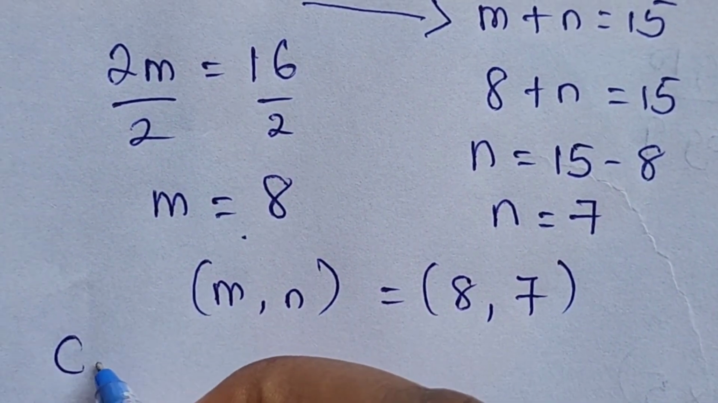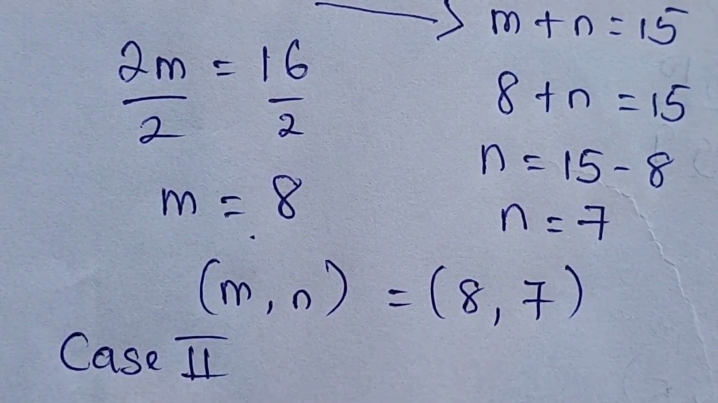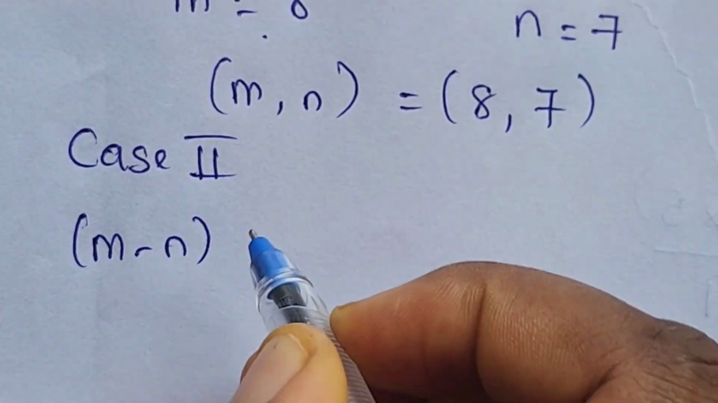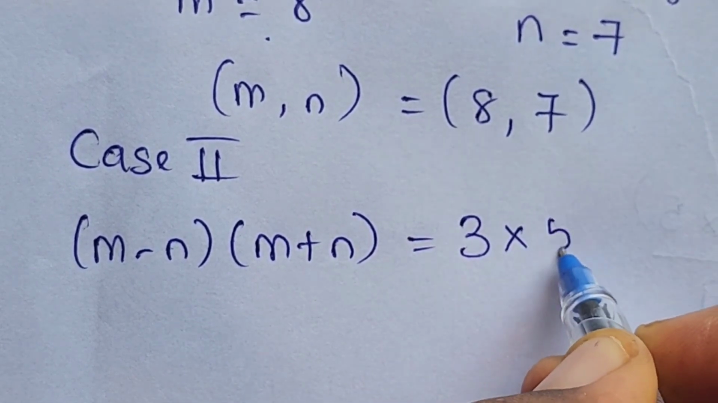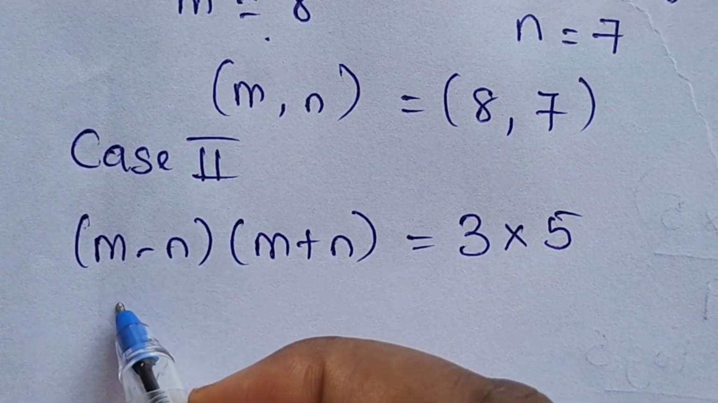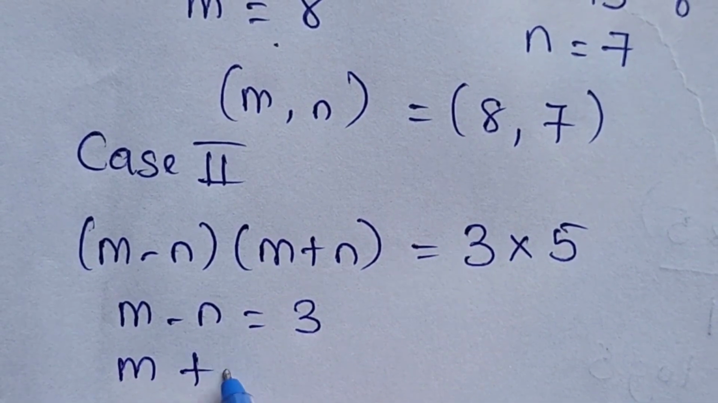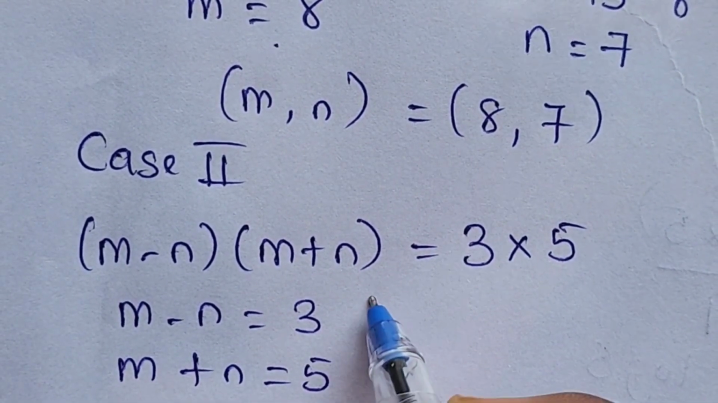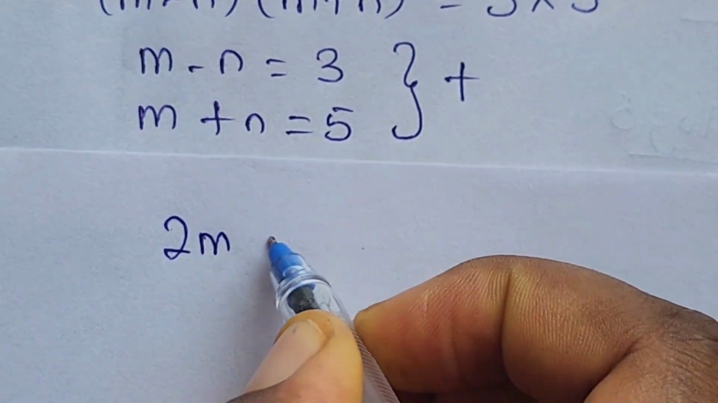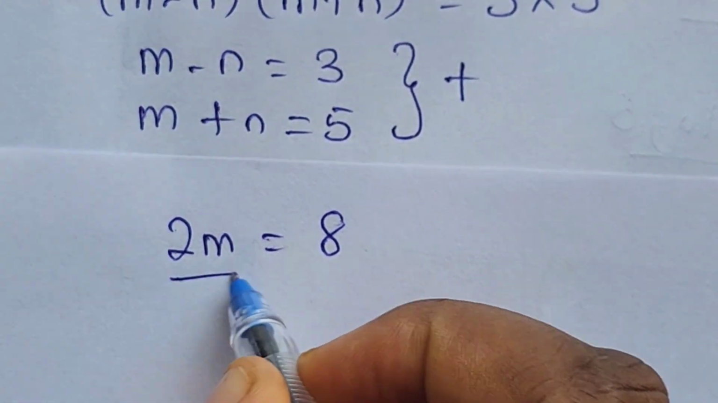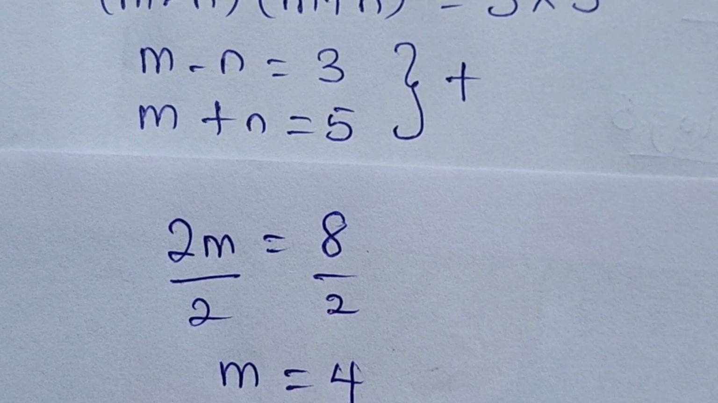From case 2, we have m minus n times m plus n to be equal to 3 times 5, which means that m minus n is equal to 3 and m plus n is equal to 5. So when we add these 2 equations together, we have 2m is equal to 8. So dividing both sides by 2, we have m to be equal to 4.